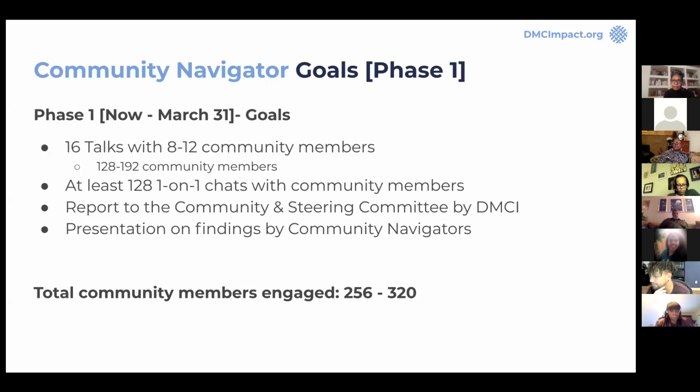And then lastly, of course, the presentation that I've mentioned a number of times. Total community members engaged through this process we predict to be between 256 and 320. So that's the Navigator process.